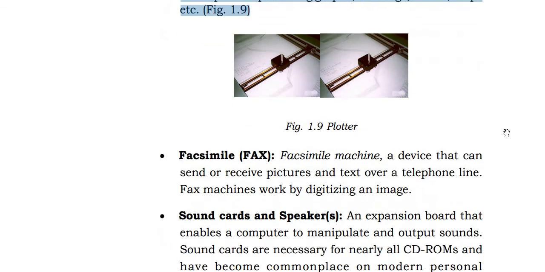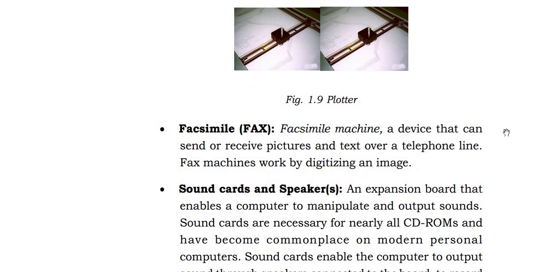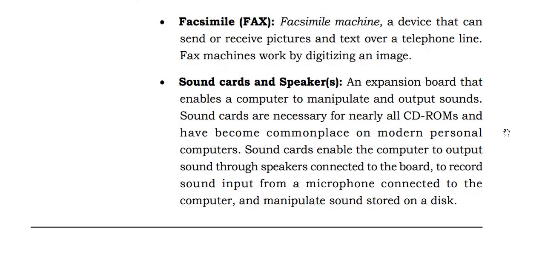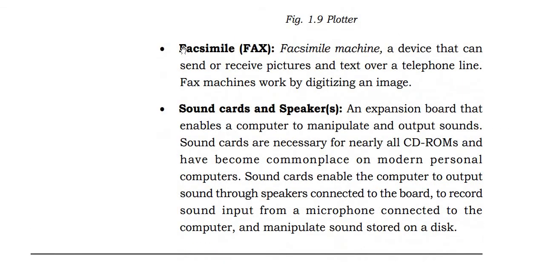Fig. 1.9, Plotter. Facsimile, fax. Facsimile machine, a device that can send or receive pictures and text over a telephone line. Fax machines work by digitizing an image.